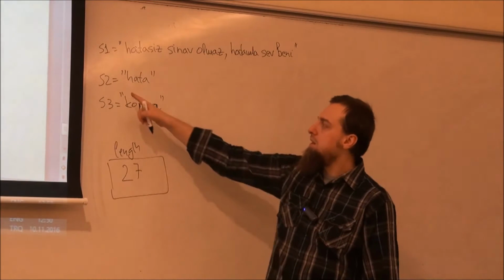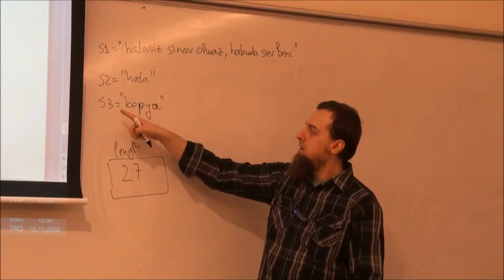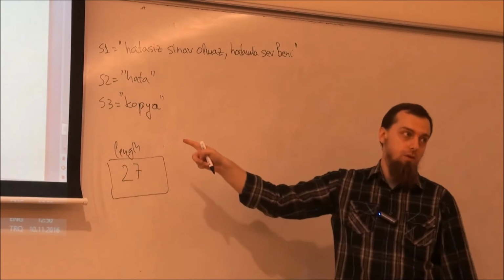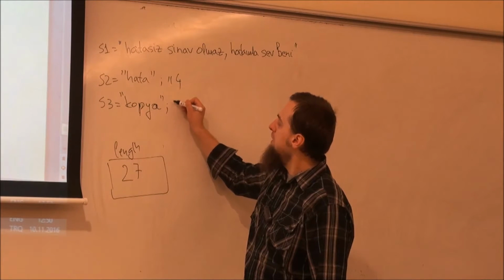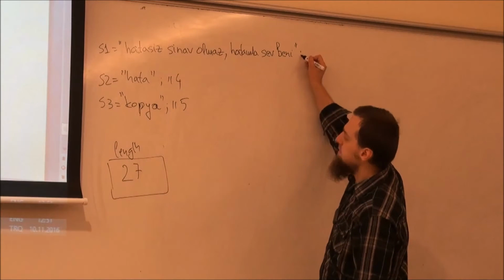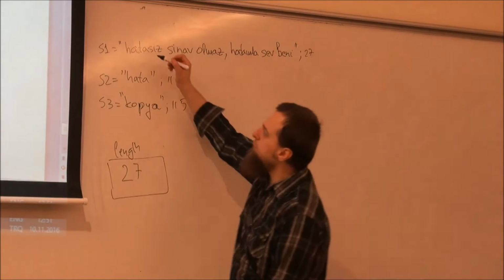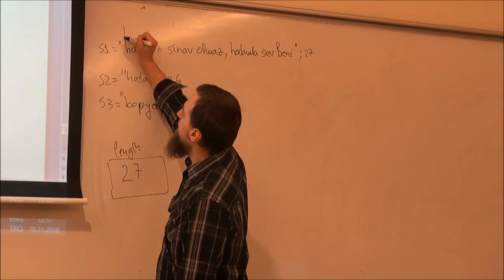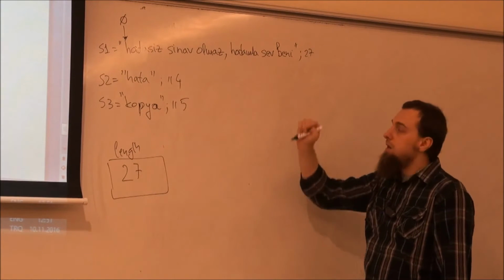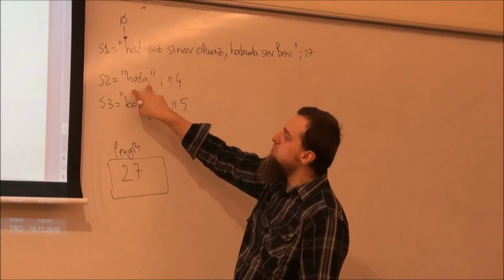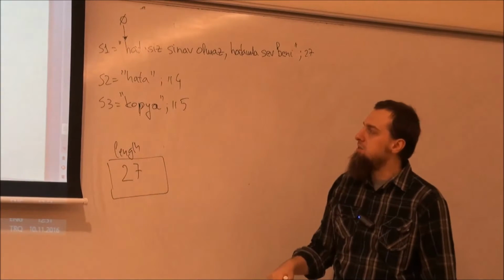The length of S2 is 4, H-A-T-A. The length of S3 is 5, okay? So I can write 4 here. This is 5. Let's say that this one is 27. Now what I'm going to do is the following. I'll start from the first index, which is 0, up until the end, and try to find the occurrence of S2 in S1. And when I find it, then I replace this one with S3.